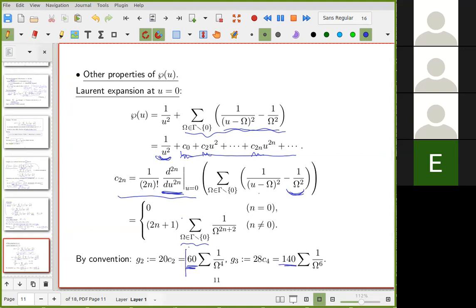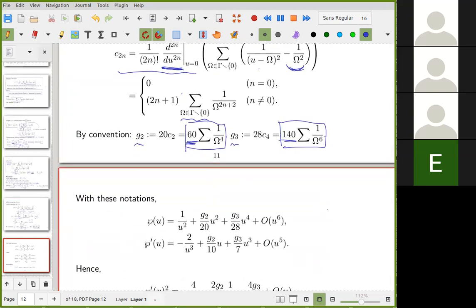And by convention, such series with some strange coefficients are named G2 and G3. What does this mean? This means that P has such an expansion. And for the moment, let's neglect the higher order terms. And by differentiating it, we have such an expansion.